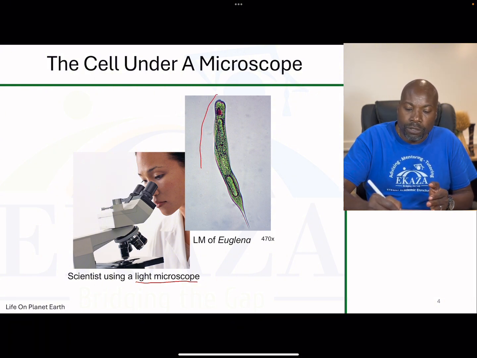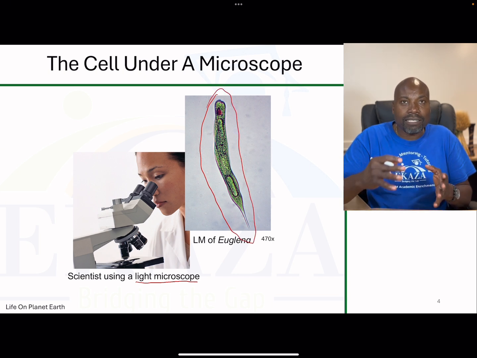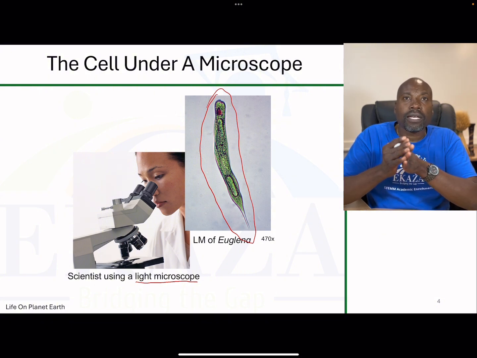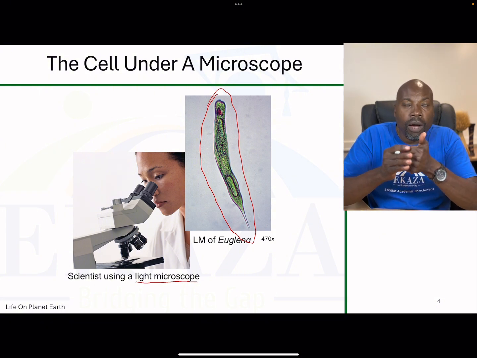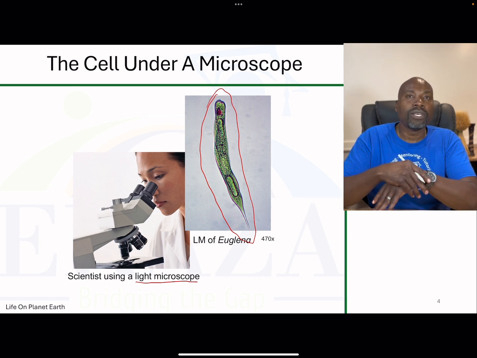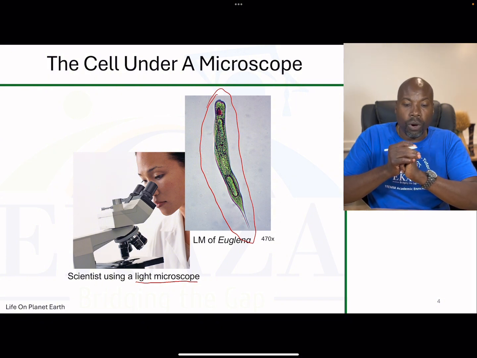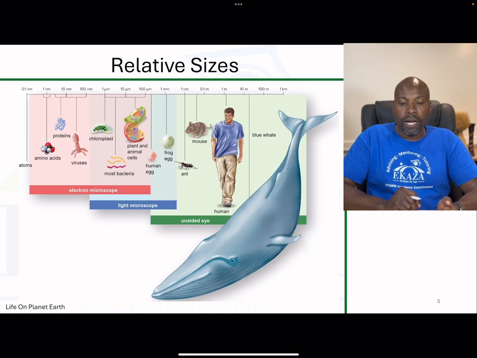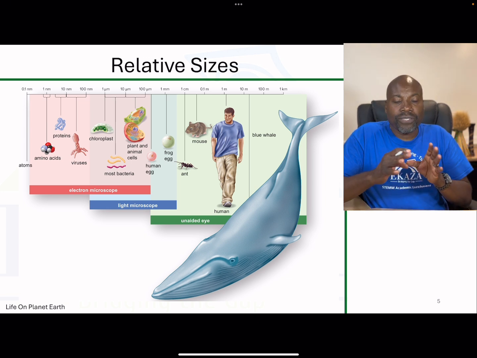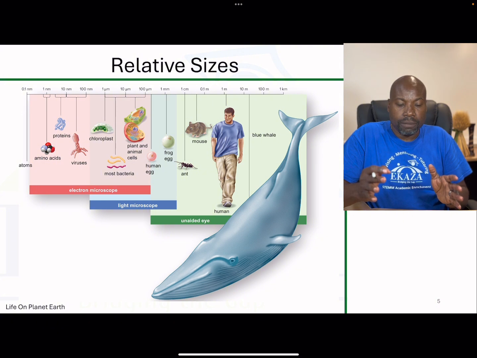So here you have a euglena. Euglena is a type of protist. It's a single-celled organism. Eukaryotes can be made up of unicellular organisms, or they can be made up of multicellular organisms, such as a human. But euglena is a unicellular organism. All right. So this slide here gives you an appreciation of the relative size of objects, right?